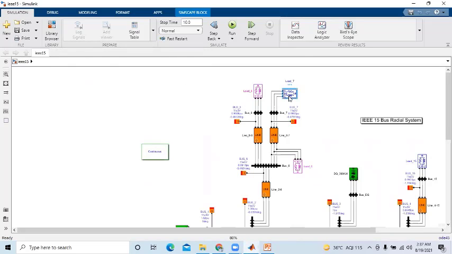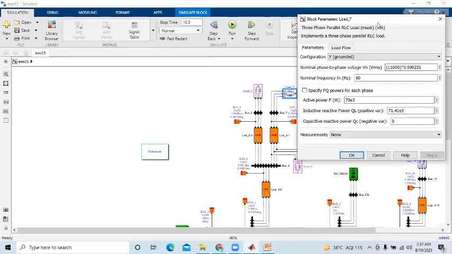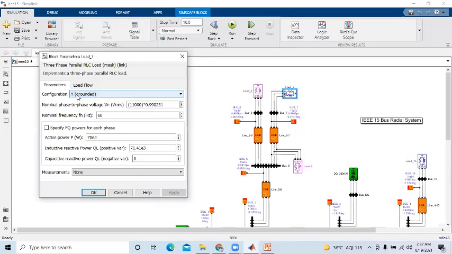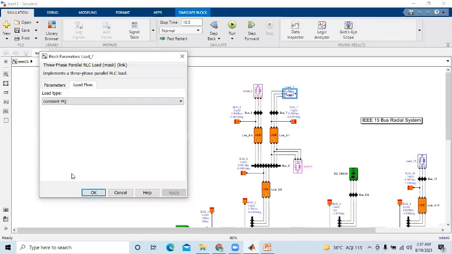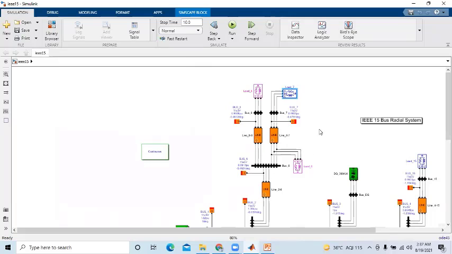Similarly, the other loads are also specified. For example, look at this load number 7. This load number 7 is also star grounded with an active power of 70 kilowatt and a reactive power of 71.41 kilovolt amperes. This is inductive reactive power. Again, this load does not have any capacitive reactive power, that's why it has been defined as equal to 0. Similarly, we have to define each of the loads in the connected locations at the connected buses.